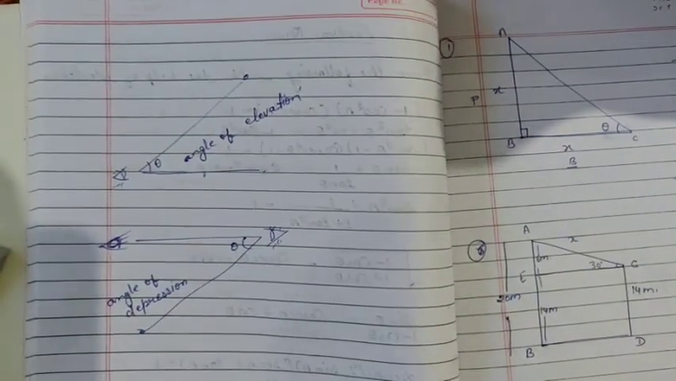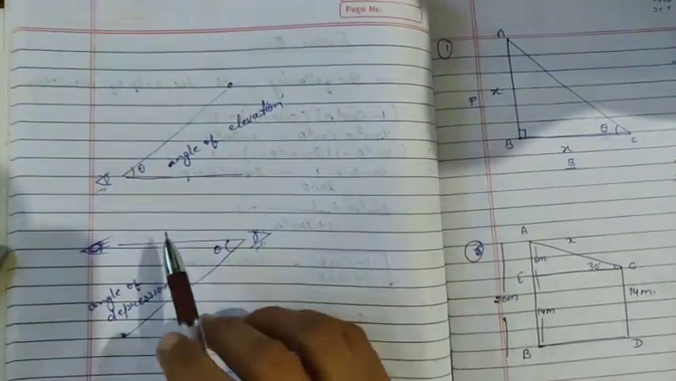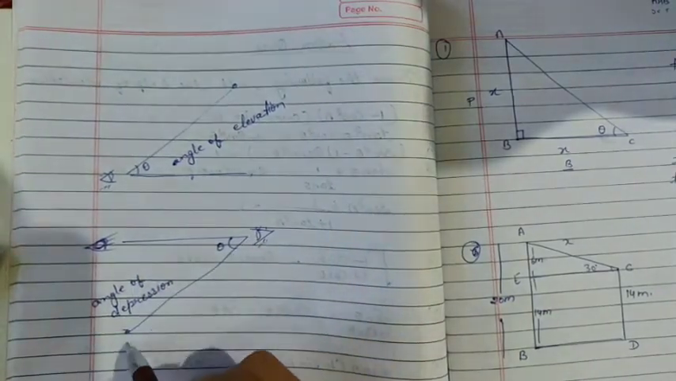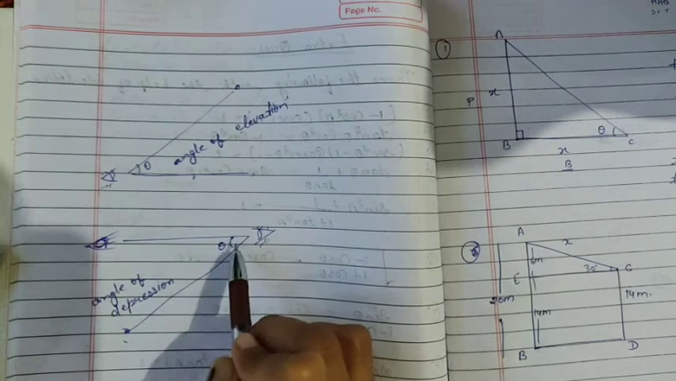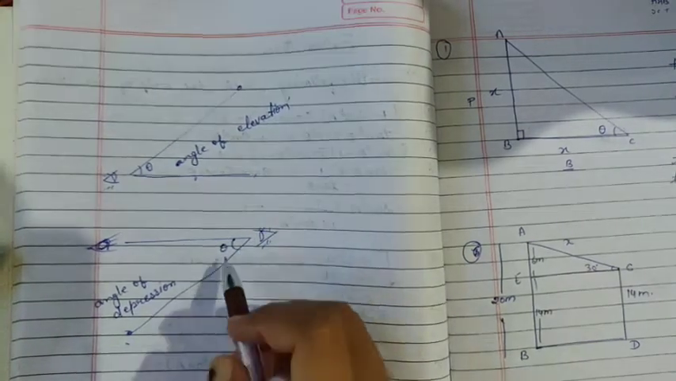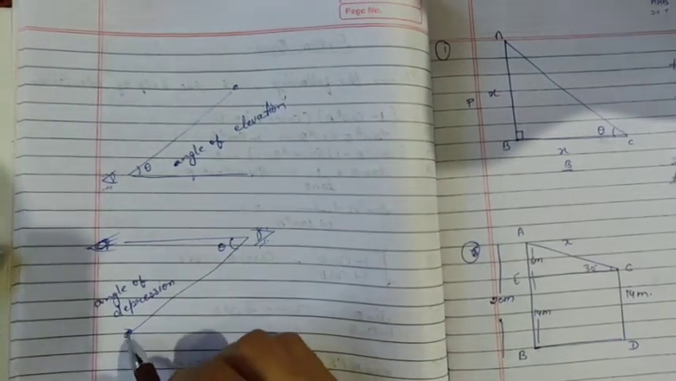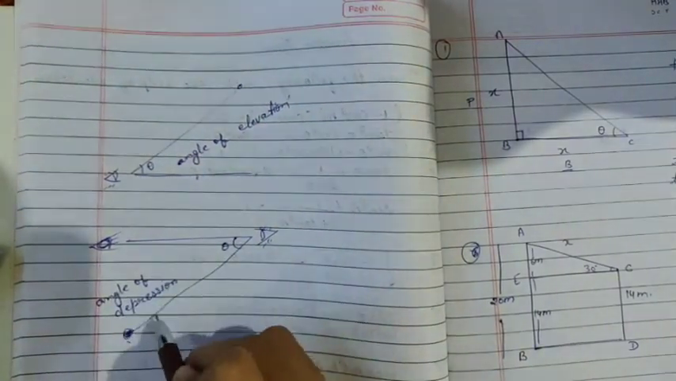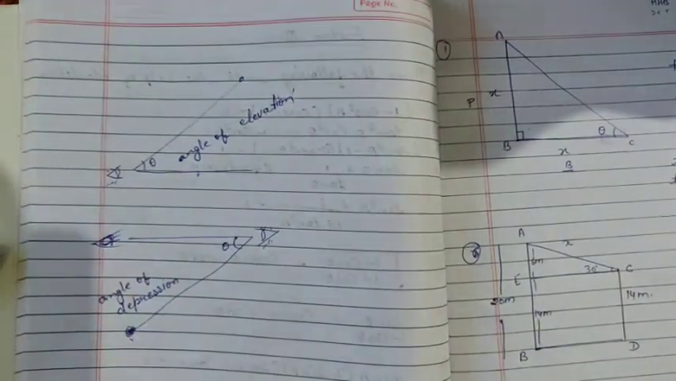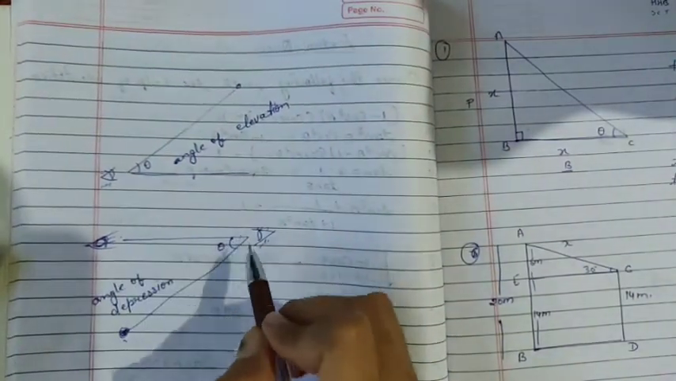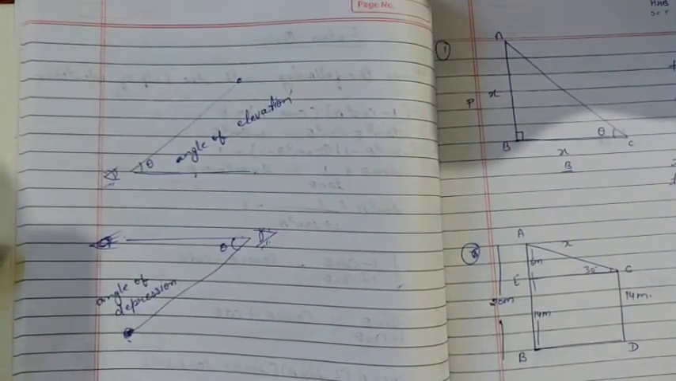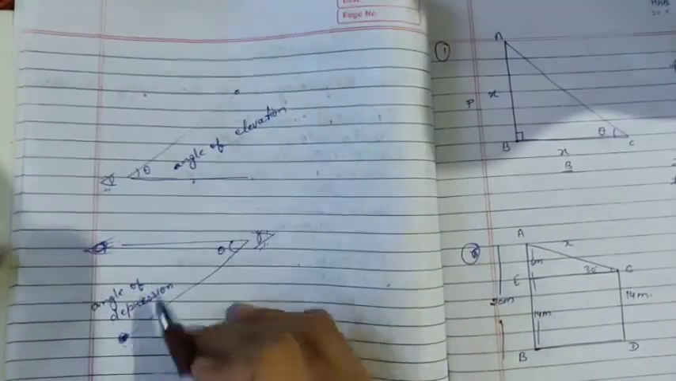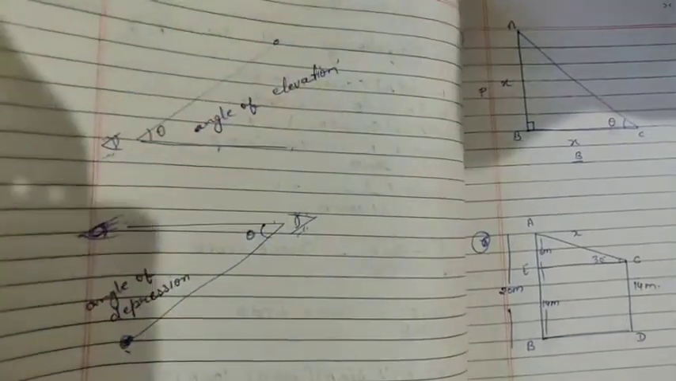Now angle of depression: the angle between the line of sight, this is the line of sight and this is the horizontal line, through the eye of an observer when the object being viewed is below the horizontal line. This is the horizontal line and this object is below this horizontal line. Then the angle formed between the horizontal line and line of sight is called angle of depression. Okay students, angle of elevation and angle of depression.